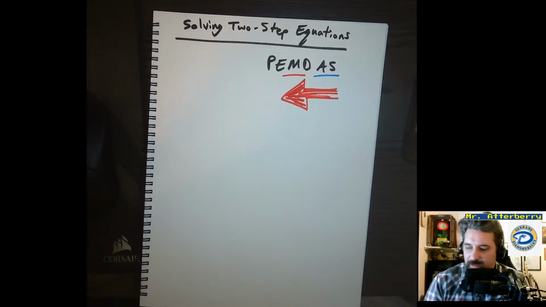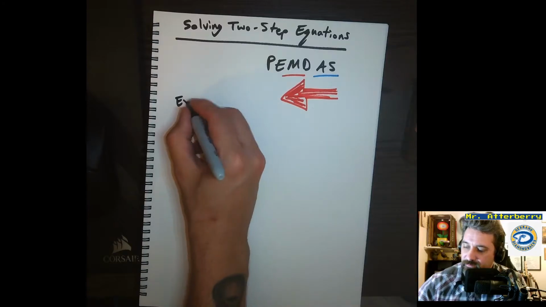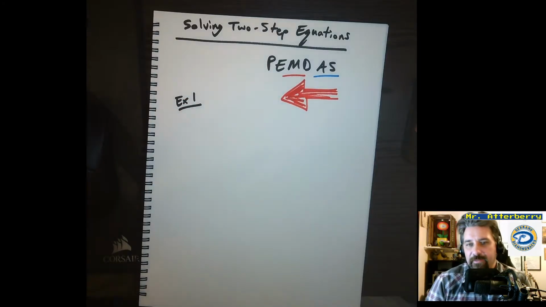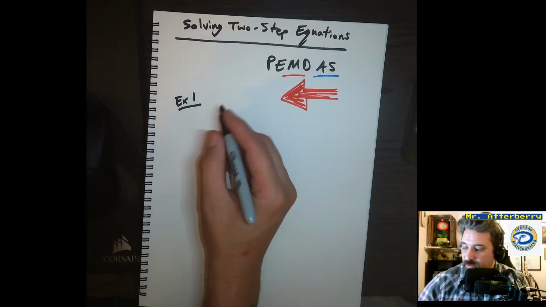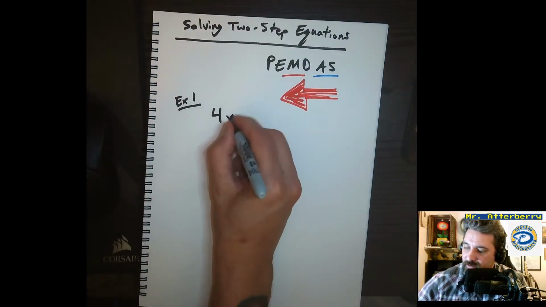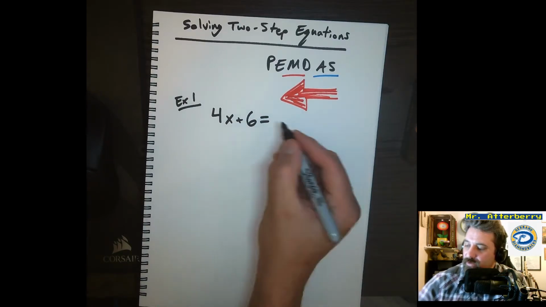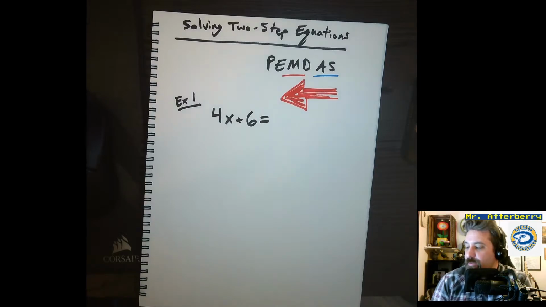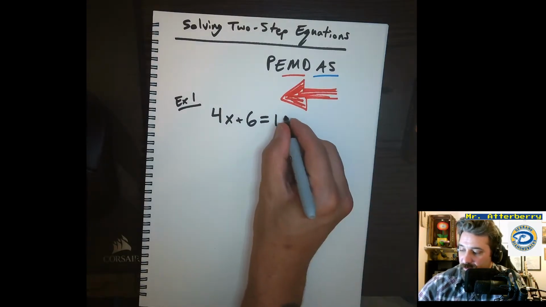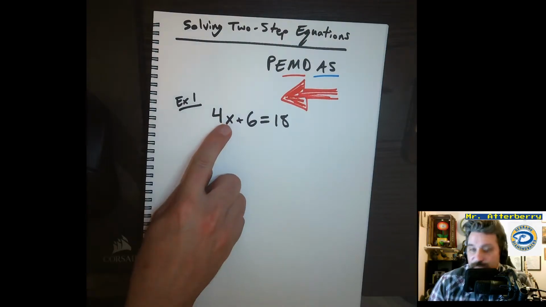So let's take a look at a classic type style two-step equation problem. Okay? So let's say, I'm going to use some of my favorite numbers, okay? Let's say I have 4x plus 6, okay? And let's say that whole thing equals, I don't know, let's call it 18, okay? 4x plus 6 equals 18. And we want to solve for that value.